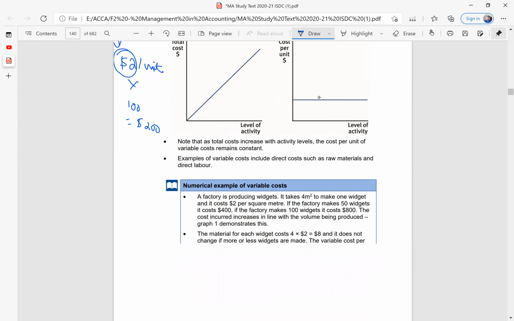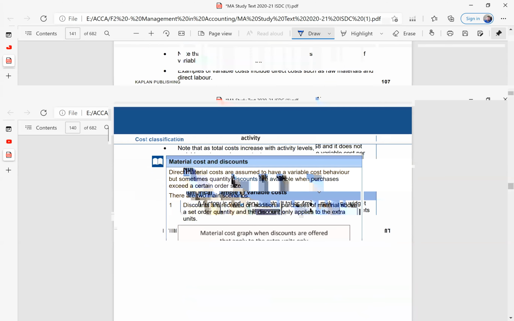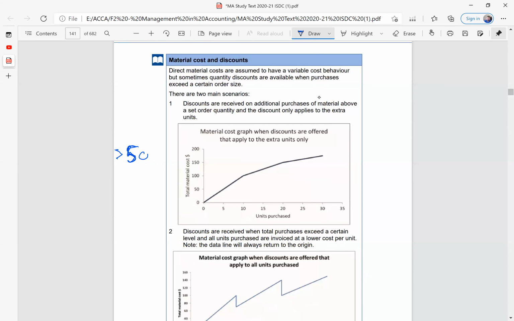Now moving towards some examples of variable costs. Let's say somebody gives you a discount. You go to the supplier and tell him, previously I was buying one unit from you, but now I want to buy in bulk. So he's going to say, okay, how about I give you a discount on anything that you're buying above 50 units. Or let's say, according to the graph, 10 units.